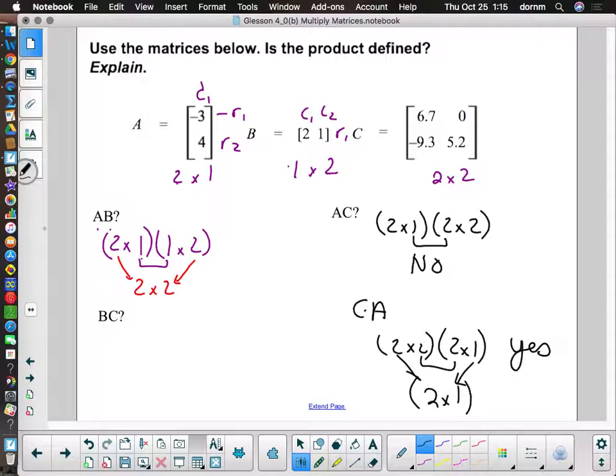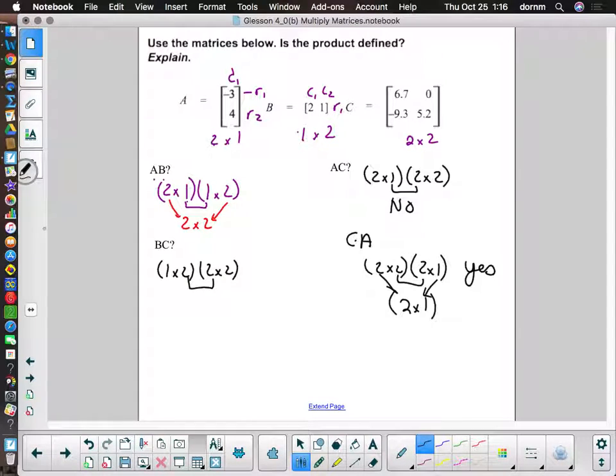Could I multiply B and C? Well, B is 1 by 2. C is 2 by 2. The inside numbers match, so yes, we can multiply them. And the result would be a 1 by 2 matrix.